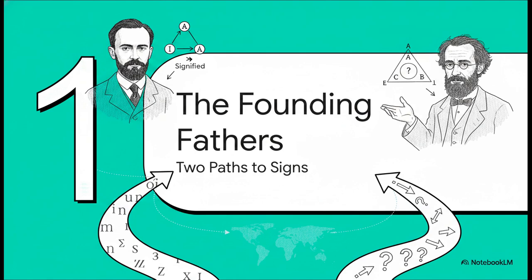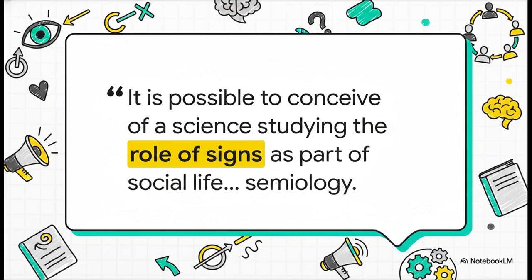All right, let's start at the beginning with the founding fathers. And what's so interesting is that our story starts with two brilliant minds who are working on the exact same problem, but from two completely different angles. So on one side, we have the Swiss linguist, Ferdinand de Saussure. Around 1916, he basically dreamed up an entire new science. He called it semiology.